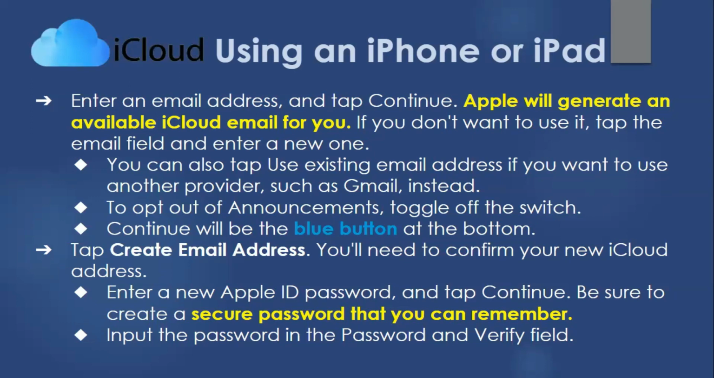Continuing with the process, you should enter an email address and tap Continue. Apple will generate an available iCloud email for you. If you don't want to use it, tap the email field and enter a new one. You can also tap Use Existing Email Address if you want to use another provider, such as Gmail. To opt out of announcements, you can toggle off the switch, and continue would be again using the blue button at the bottom.